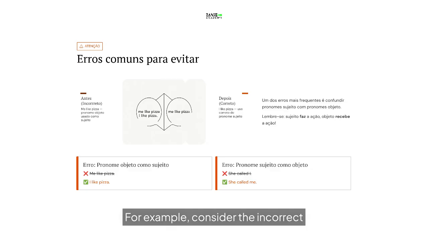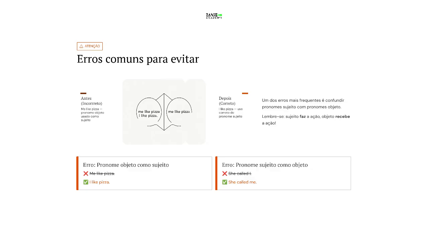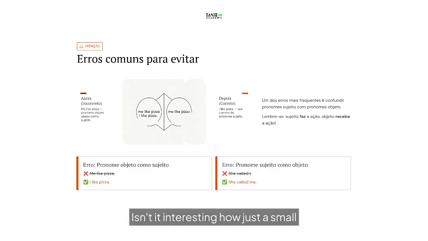For example, consider the incorrect sentence, me like pizza. Here, me is an object pronoun, but it's being mistakenly used as the subject. The correct way to phrase this would be, I like pizza, where I is the subject pronoun doing the liking. Isn't it interesting how just a small change can clarify your meaning? This understanding is key, especially in everyday conversations where clarity matters.